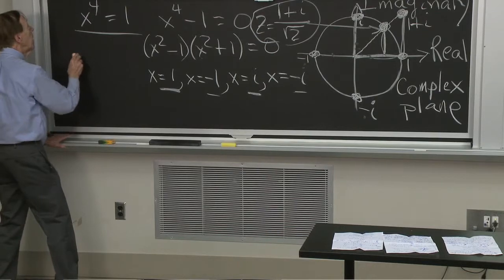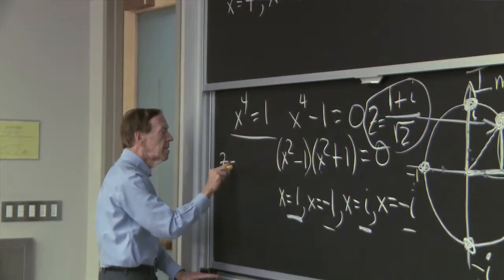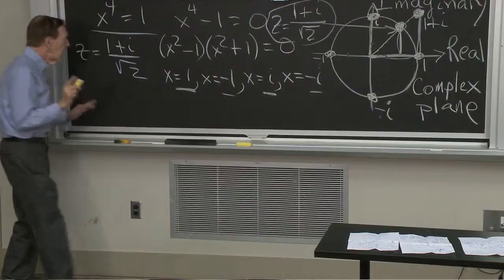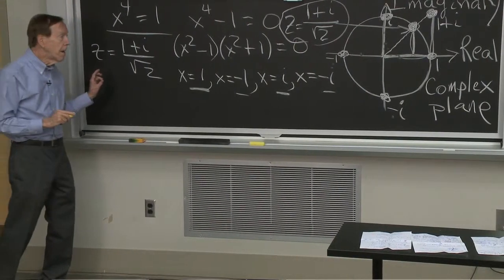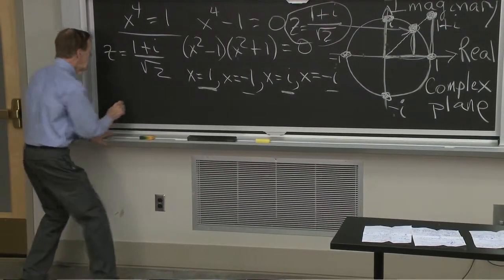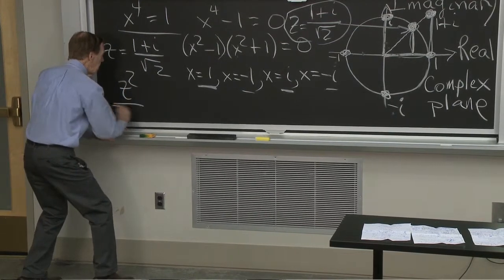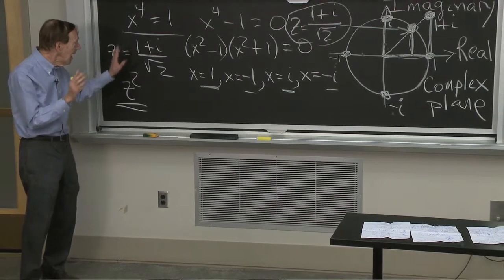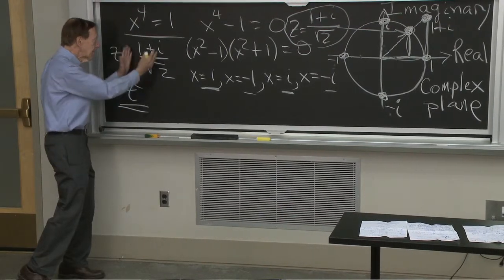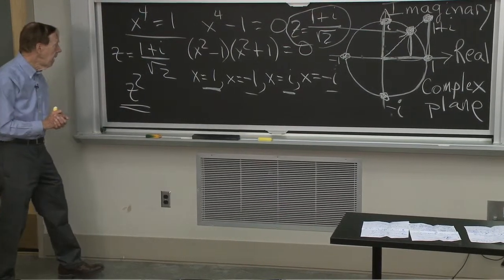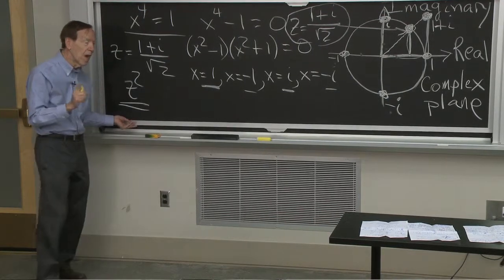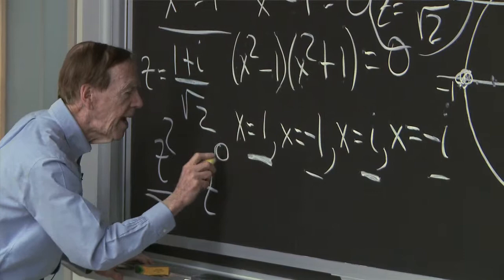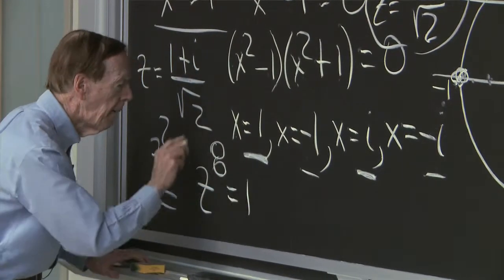Let me write again that number. Z is 1 plus i over the square root of 2. What I want you to do is figure out what is z squared. Think you can do that? Figure out how I could multiply that by itself, see what I'd get. And then, if you can, think about the equation z to the 8th equal 1.